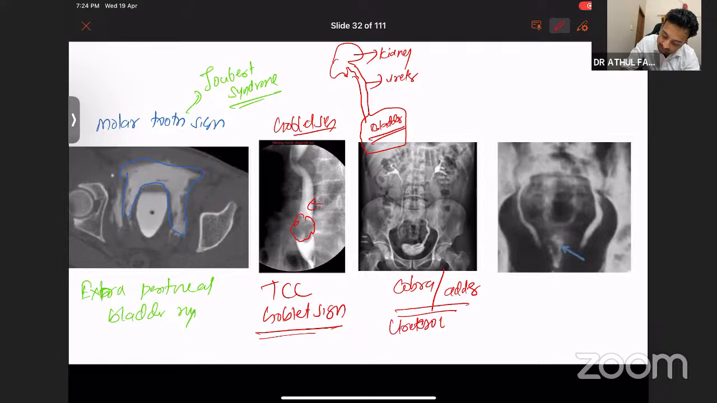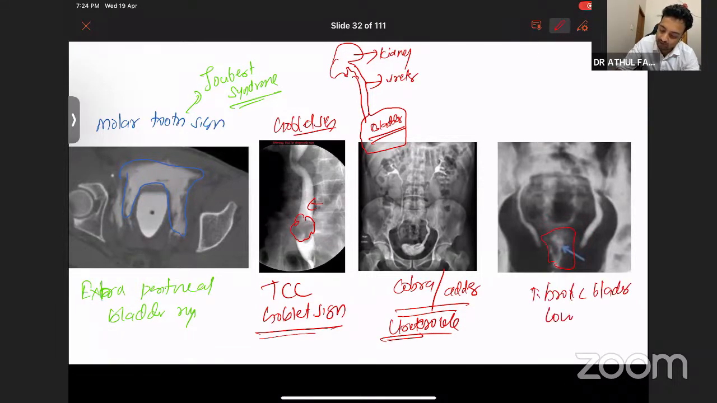And see, this is the classical cobra head or adder head appearance, which is seen in ureterocele. Commonly asked spotter. Never make it wrong. Ureterocele, adder head appearance is repeatedly asked. And this is the fibrotic bladder with no capacity. Low capacity. So this is the thimble bladder.